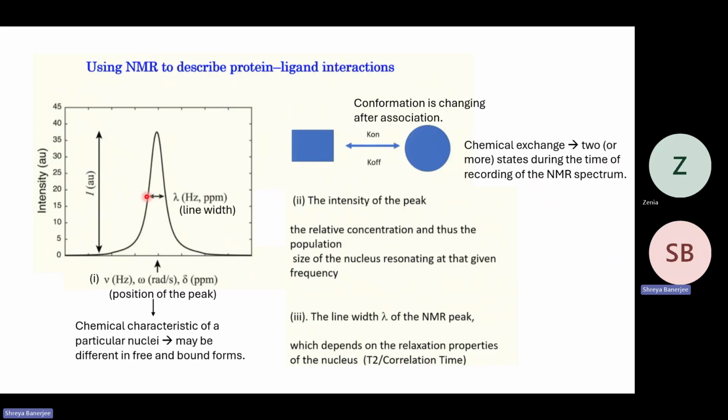Another is the line width, that is this lambda, which can be defined in terms of hertz or ppm. And we know that there can be different reasons for the line width. One is the field inhomogeneity, that can be corrected with a good NMR spectrometer. The other is the T2 relaxation time.